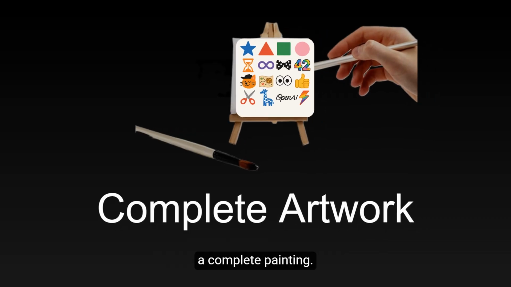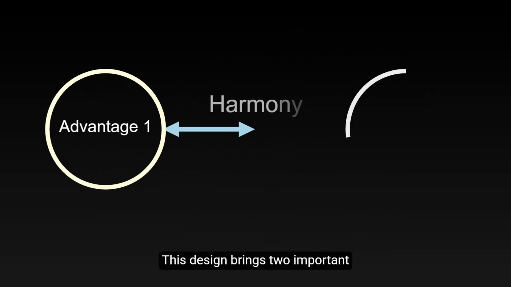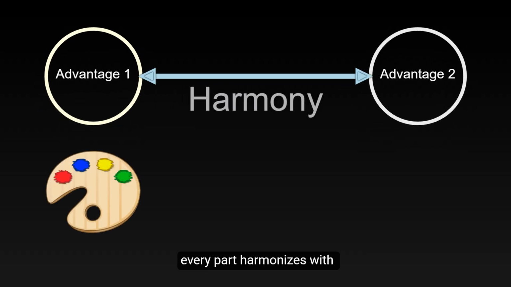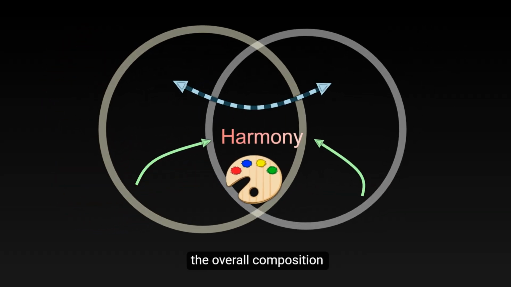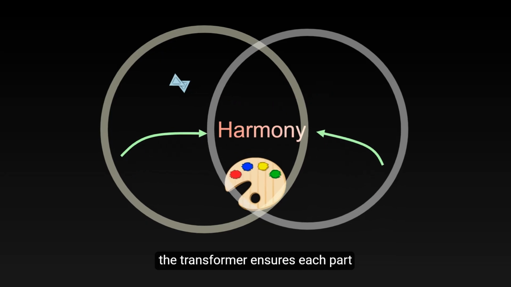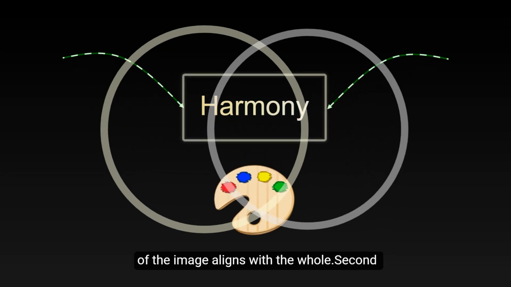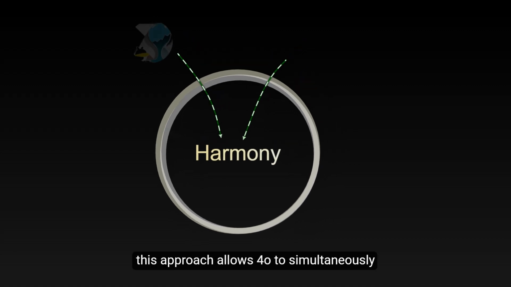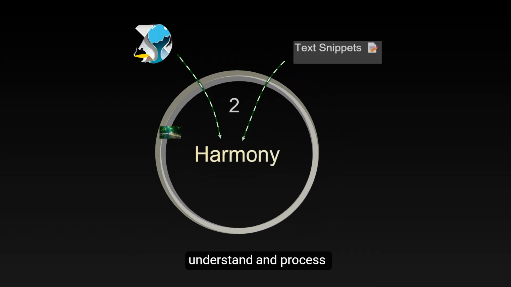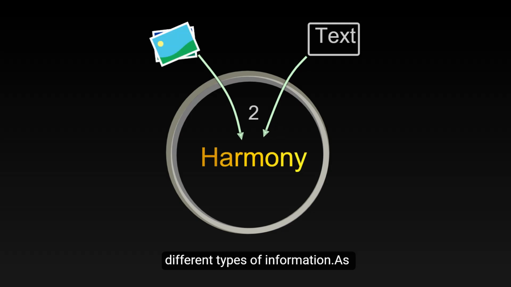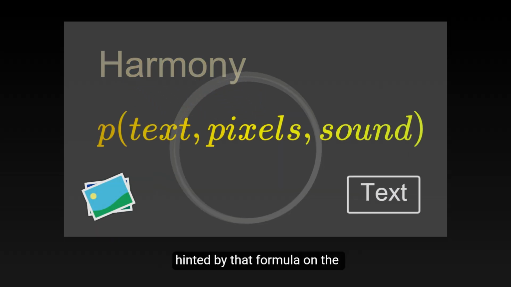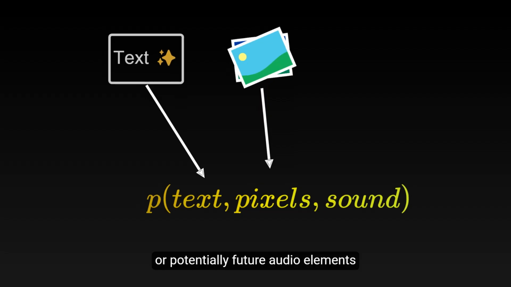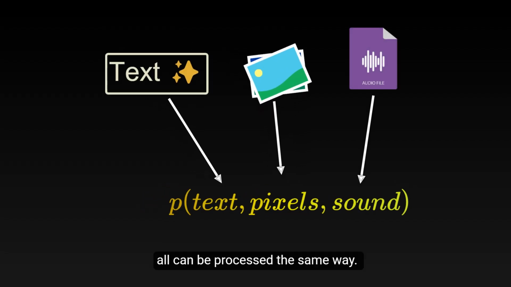This design brings two important advantages. First, just like a skilled painter ensures that every part harmonizes with the overall composition, the transformer ensures each part of the image aligns with the whole. Second, and more importantly, this approach allows 4o to simultaneously understand and process different types of information, as hinted by that formula on the whiteboard. Whether it's text descriptions, image details, or potentially future audio elements, all can be processed the same way.